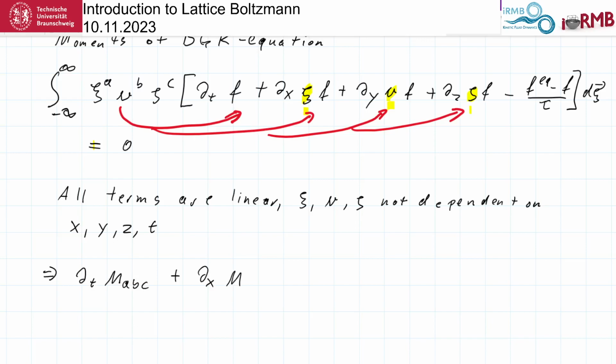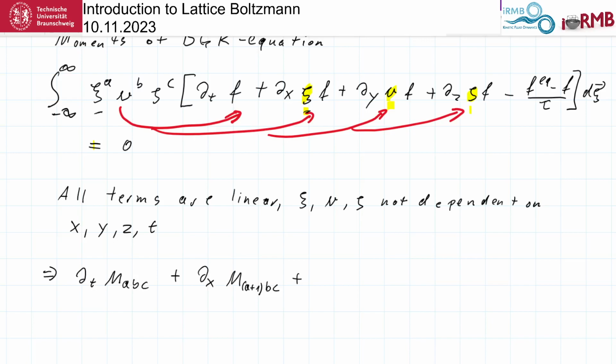So what moment do we get here? How many times do we have xi? We have this xi to the power of a, and we have this here. Well, no, not two. Xi to the power of a times xi, so it's xi to the power of a plus 1. So this is a plus 1, and the others are just b and c. So you see we count up this a by 1.